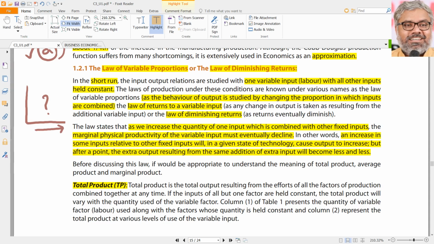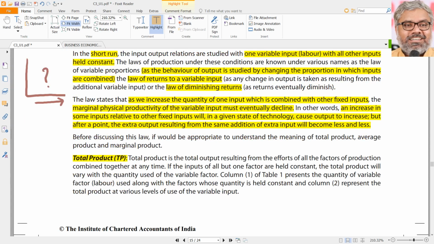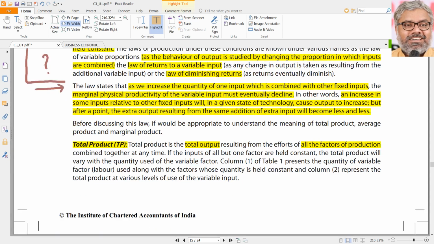Total, average, marginal. Simple. These are the three things. What is total? Total is total. That is the sum total of the entire output resulting from the efforts of all the factors of production put together or combined at any point of time. That is total output. Total output we call here as total product. Let us use the same word, total product. But basically what does it mean? It is total output.